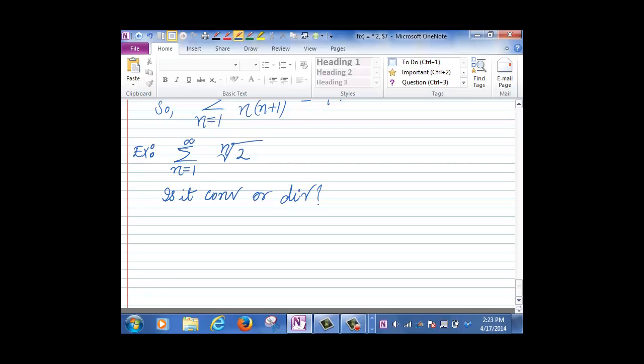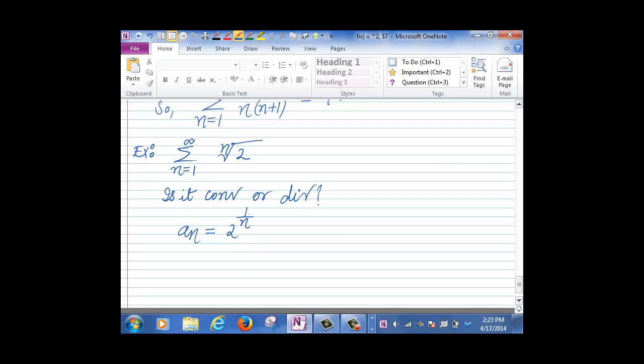Yeah. 2 to the 1 over n, yes. And so here my nth term is 2 to the 1 over n. That's true, right? The nth root of 2 is the same as 2 to the 1 over n. But what other tests are in section 11.2 that can be used here?